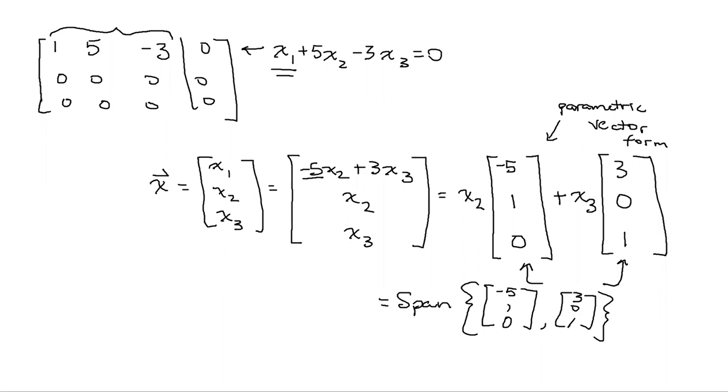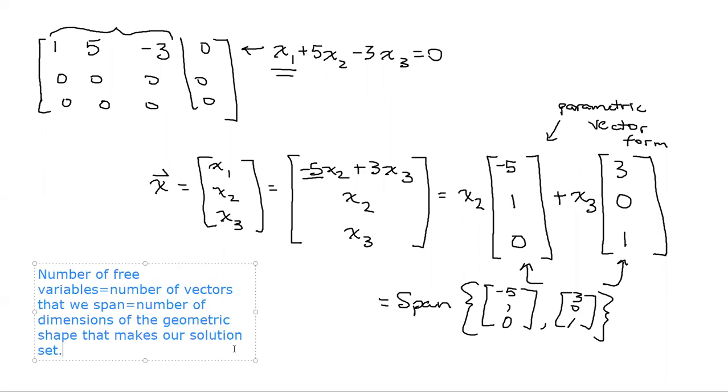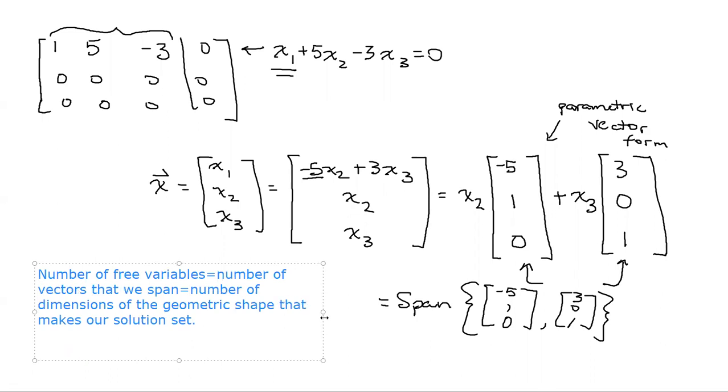This is entirely dictated by the number of free variables. So the number of free variables that you have is going to be the same as the number of vectors that we span. So in this case, we had 2 free variables, and our solution set was the span of these 2 vectors. And that's the same as the number of dimensions of the geometric set that shapes our solution set. Right. So we've pretty much explored what homogeneous solutions look like, or solutions to homogeneous equations.